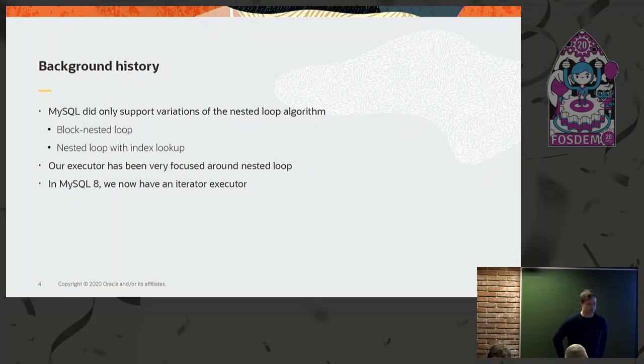So first, some background history. For the longest time, MySQL only supported variations of the nested loop algorithm for executing joins, which is, of course, the basic nested loop with index lookup, and we also have the block nested loop, which is a nested loop with an in-memory buffer for some speedup. And because we only supported nested loop, our executor and optimizer for that sake has been very focused around this nested loop execution, making it very hard to extend with other join algorithms that may not be a nested loop kind of algorithm. And for the last 2 years, we have been working very hard on implementing a brand new executor, an iterator executor, which is now released in 8.0.18.